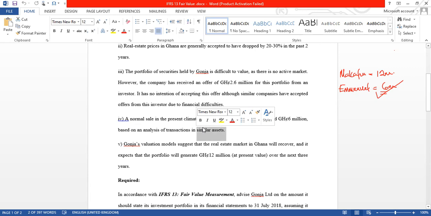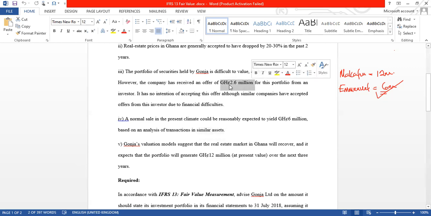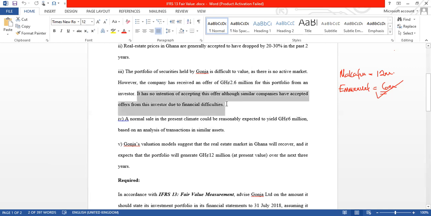That even should remind you that that is a level 2 concept. A normal sale in the present climate could reasonably be expected to yield 6 million, based on the analysis of the transaction in similar assets. So when you pick this, it means that it wasn't difficult for you to cut off this one, because there is no active market. And it says that it even has no intention of accepting it. Of course, that tells you that there is no activity in the market. And so you are stuck with level 2 and level 3.